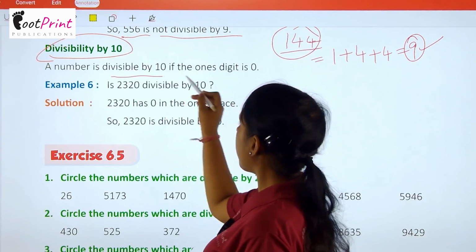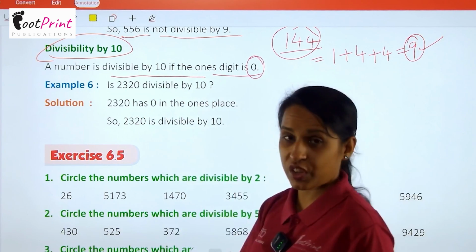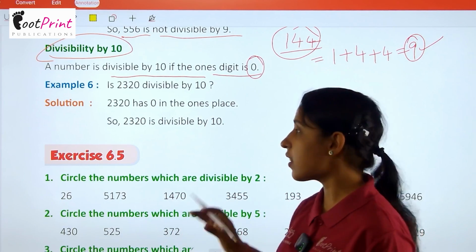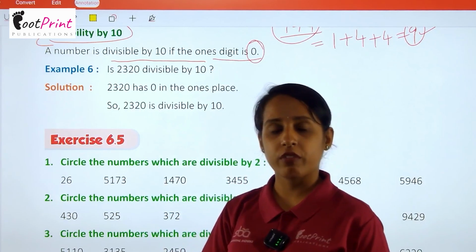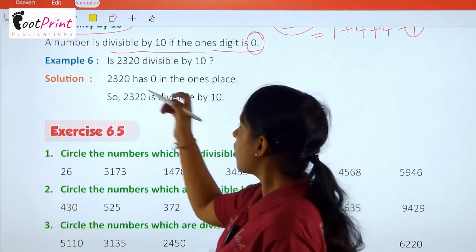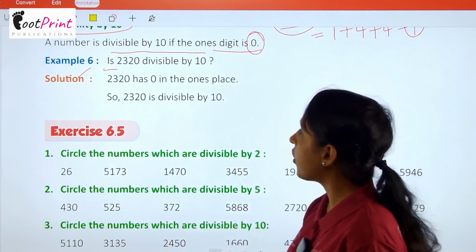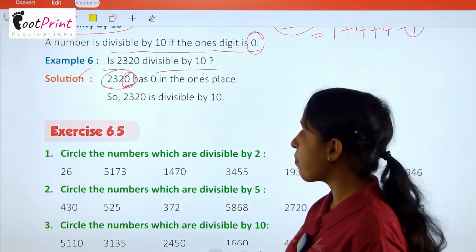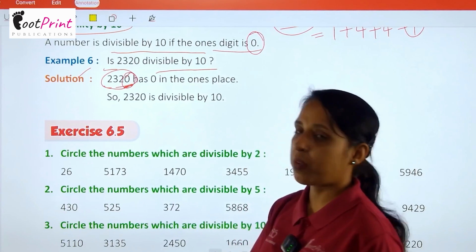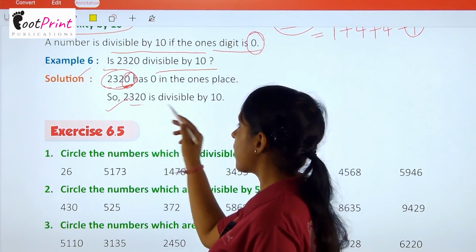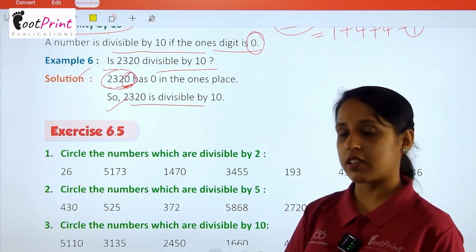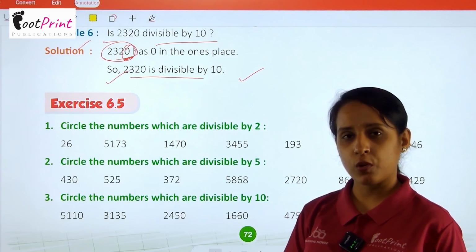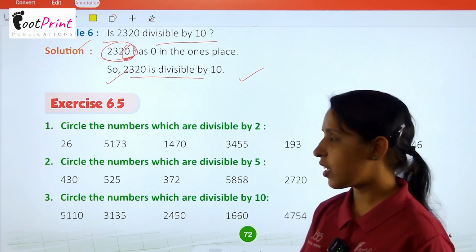Now next, move to the divisibility by 10. A number is divisible by 10 if the ones digit is 0. If the ones digit of a number is 0, then we can say that number is also divisible by 10. So for example, is 2320 divisible by 10? Here in this number it has ones place 0. It means we can say that 2320 is divisible by 10. So these are some divisibility rules that make our calculation easy.